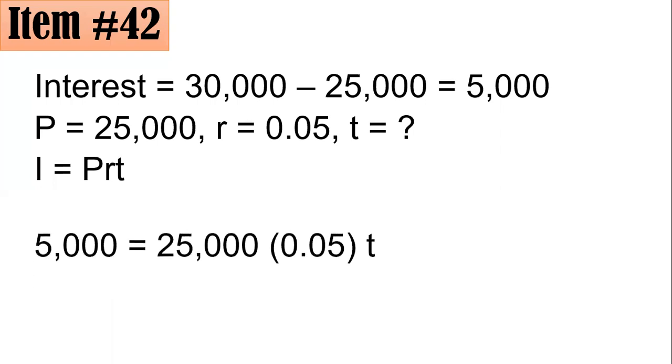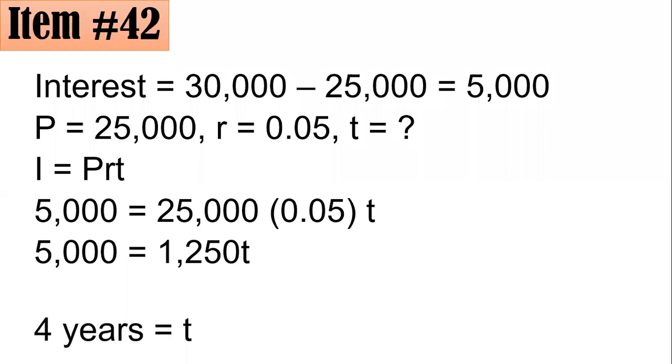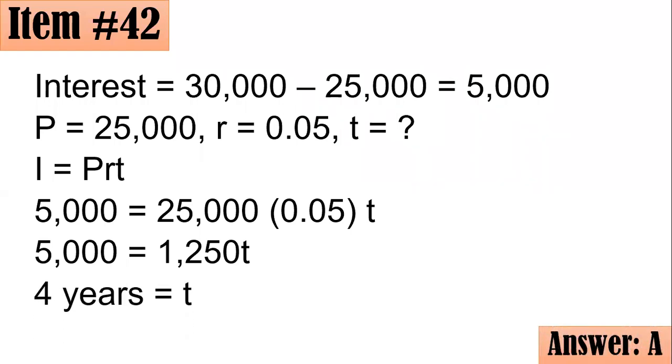So using your algebra, you could have 5,000 equals 25,000 times 0.05 times T. The 25,000 times 0.05 is 1,250. That's why you have the equation 5,000 equals 1,250 T, dividing both sides by 1,250, as what Sir PJ in our chat pointed out, it gives us 4 years. Indeed, letter A again po.